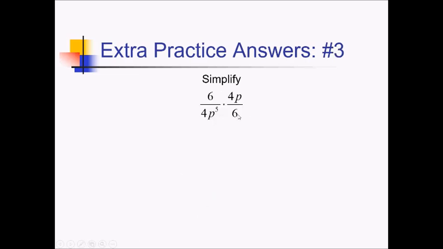In order to multiply these rational expressions together, let me first cancel and reduce whatever I can. So because these are being multiplied, I'm allowed to cross-cancel things. For example, these 6's here can cancel each other, along with these 4's. And also the p to the 5th and the p can cancel a bit. So subtracting the exponents, I'm going to get p to the 4th in the denominator.